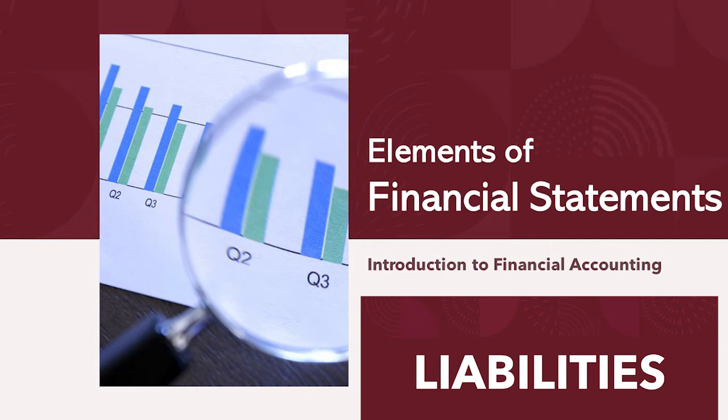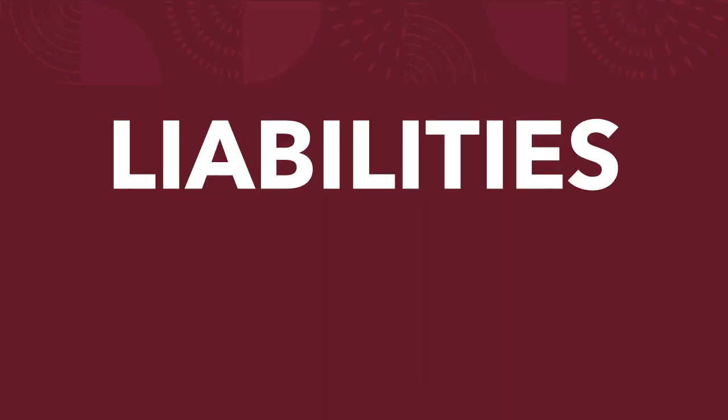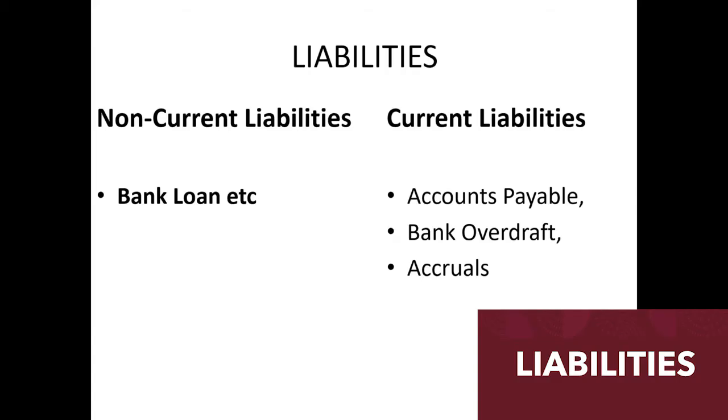When a transaction happens, it affects one or more of the five elements of the financial statements. There are five elements of the financial statements, and these are the main terminologies which we will be learning: what those five elements are, and then exploring them a bit more. Liabilities are obligations to transfer economic benefits.